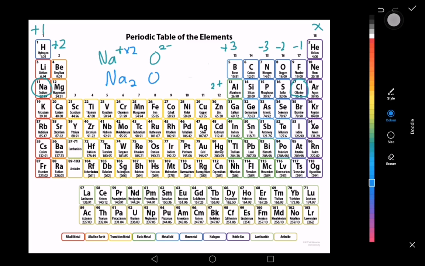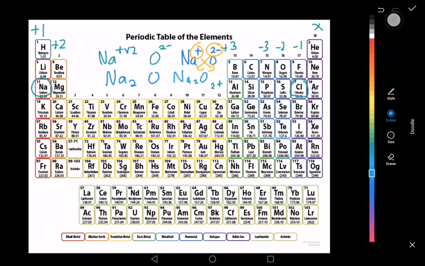So we get Na2O. The other easiest way is to write it by crossing. Na plus, O2 minus. You cross this one: take this one, bring it here; take this one, bring it here. So you will get Na2O. That is sodium oxide.